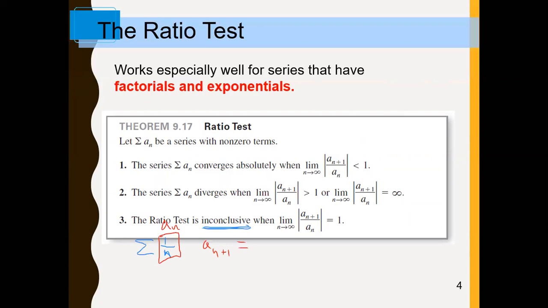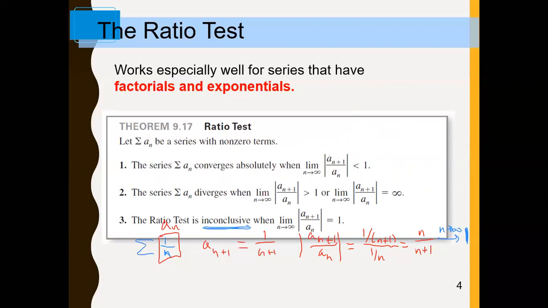If a_n is 1 over n, what's a_(n+1)? That means the next term: 1 over n plus 1. So what about the absolute value of a_(n+1) over a_n? Well, that's going to be 1 over n plus 1 divided by 1 over n, which, if I invert the bottom, is n over n plus 1. And what does that go to as n goes to infinity? That goes to 1.